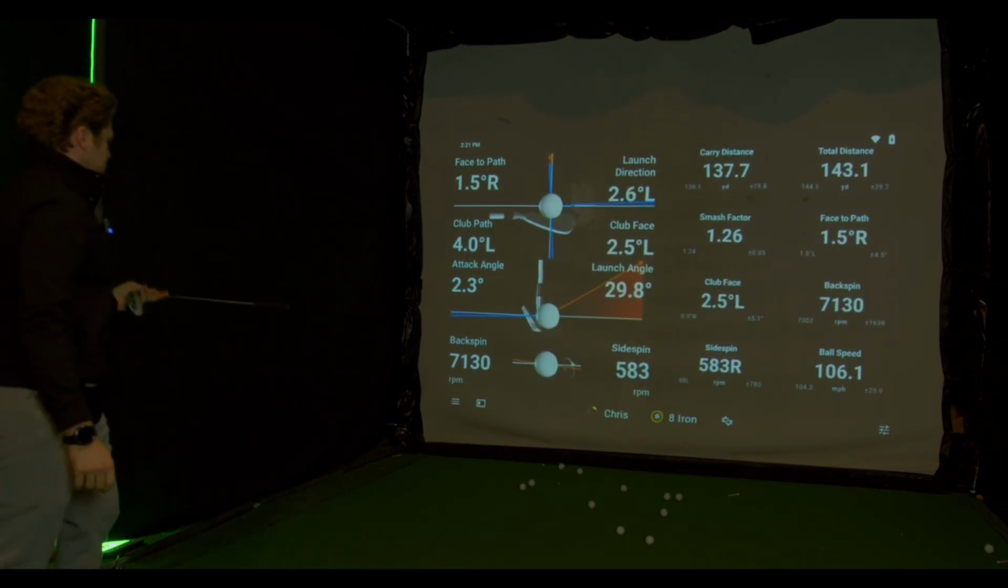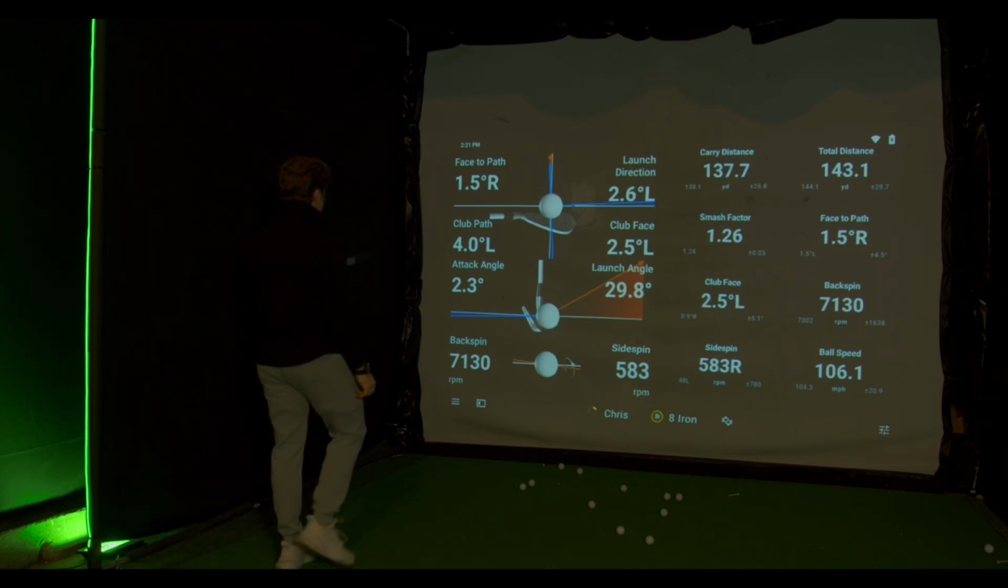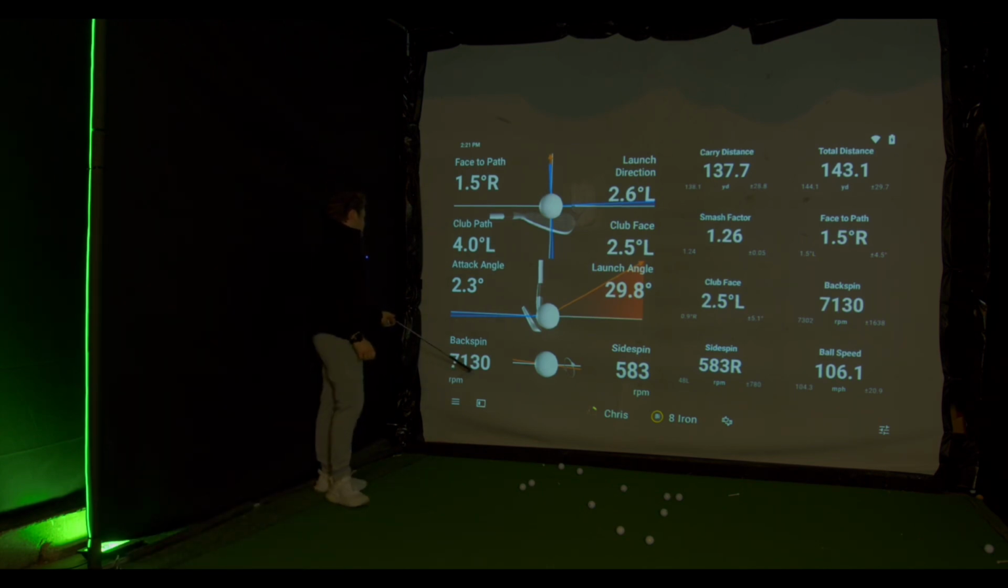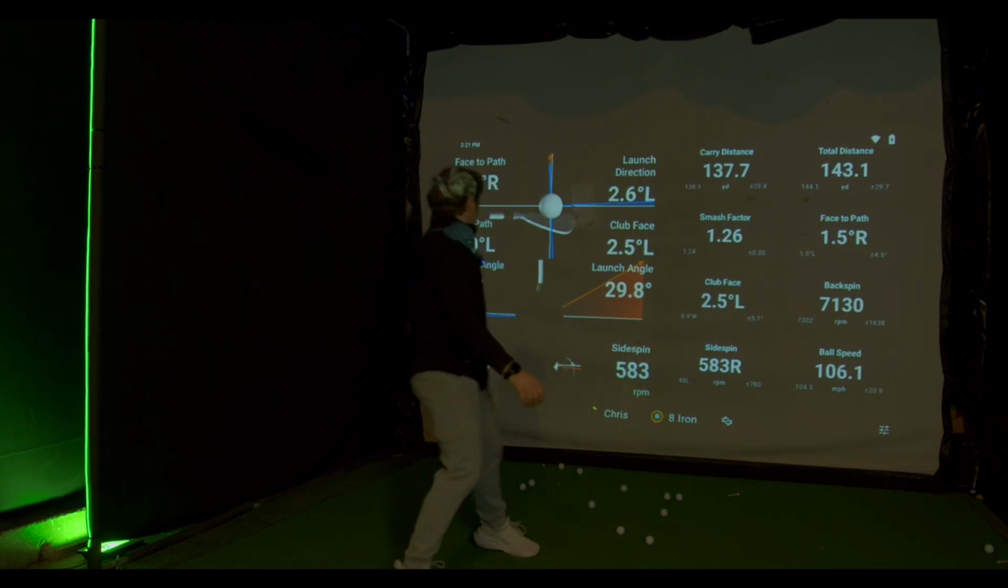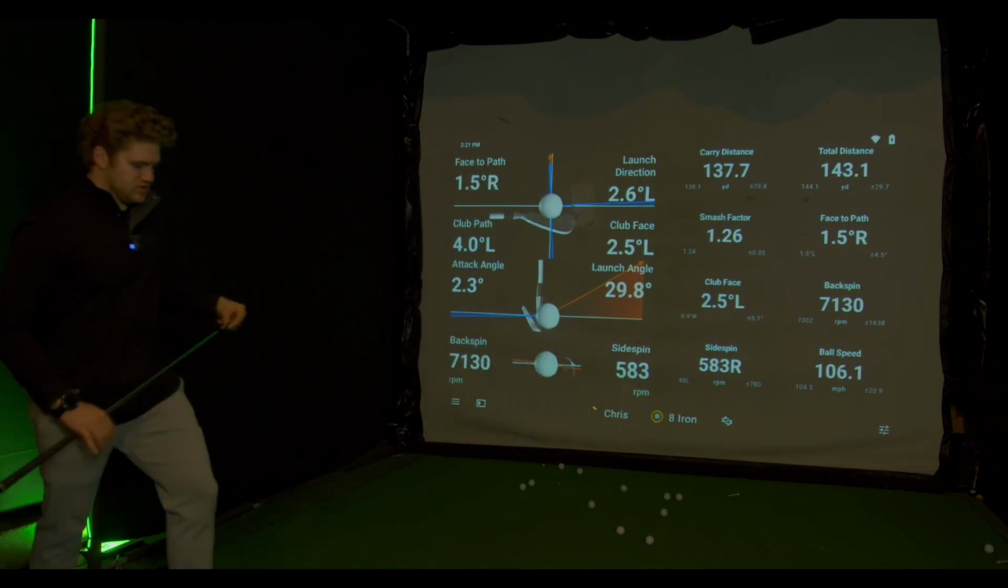So that was a positive attack angle. So what does that do? 7,100 spin, 137 carry distance, and a launch angle that's high. All those things match up together. Now, if I do, so remember those two, 2.3, 7,100, okay?